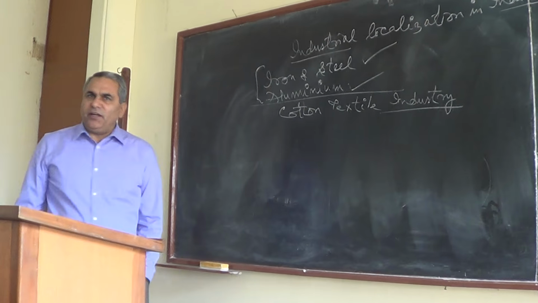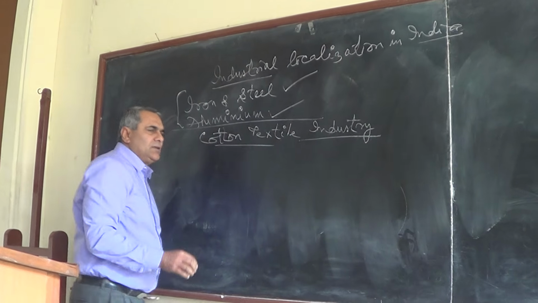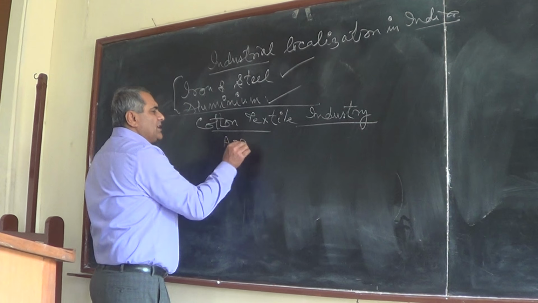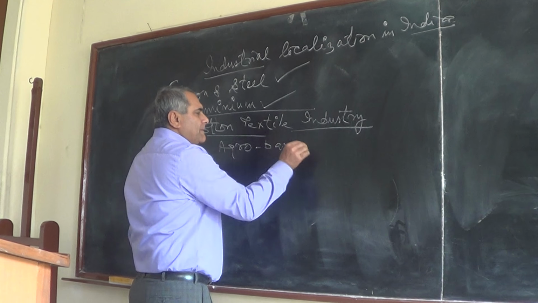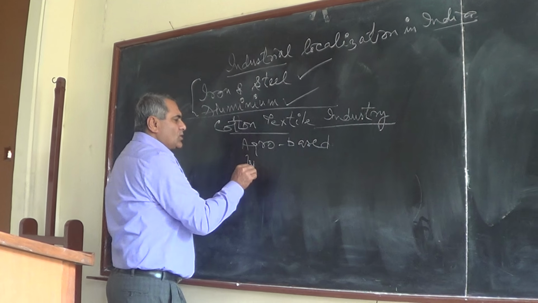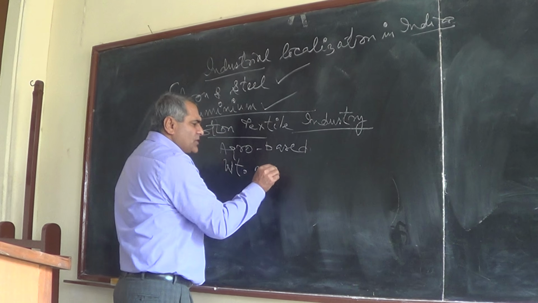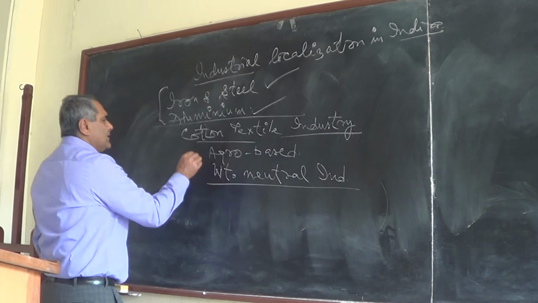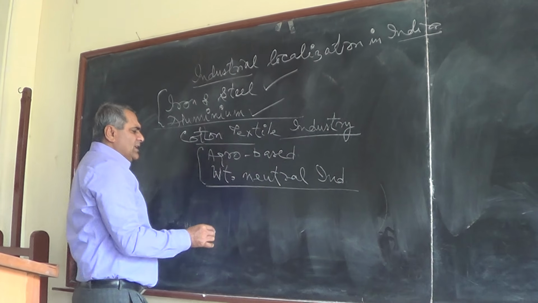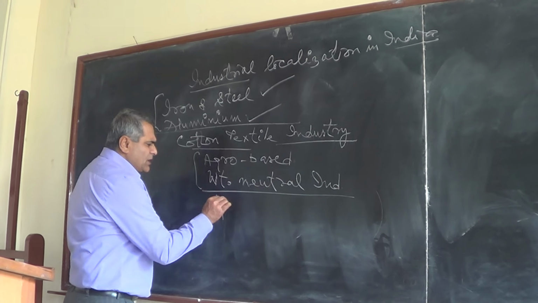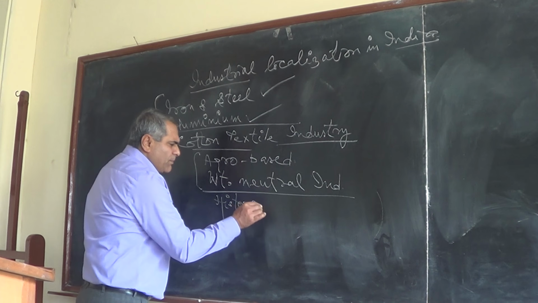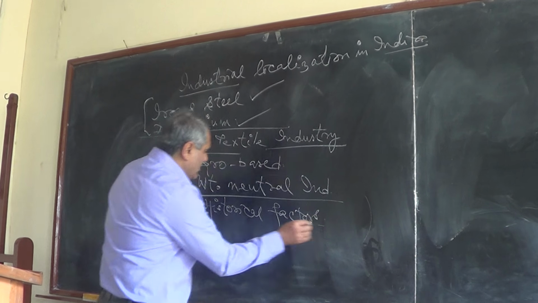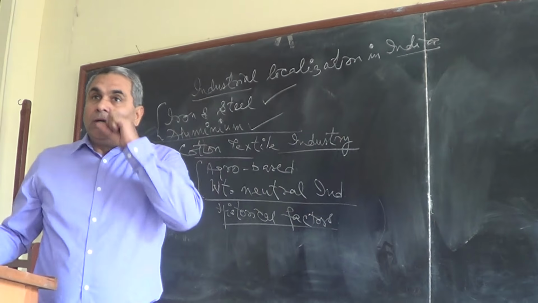Cotton textile industry in India is concentrated at few places. It is basically an agro-based industry, and this is a weight neutral industry. And another important thing is that historical perspectives are important. Historical factors of the localization are important.